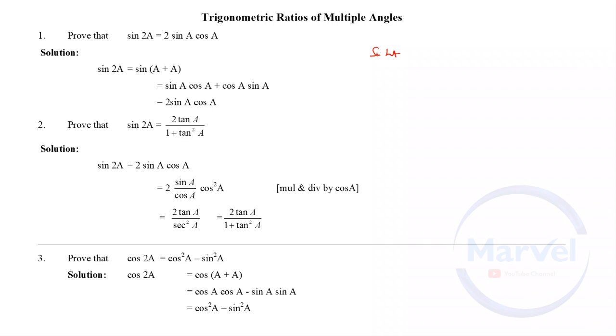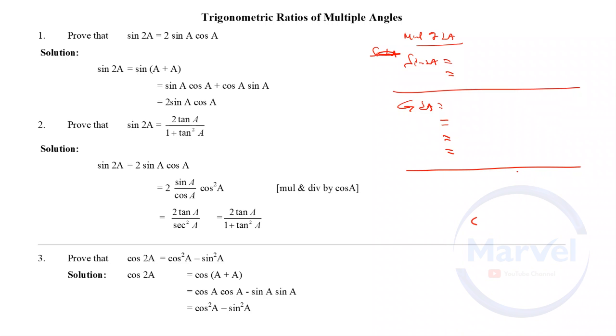Multiples of 2A, multiple angles. This is multiples of A. For sin 2A, 2 formulas. cos 2A, 4 formulas. tan 2A, 1 formula. So the total is 2 plus 4, 6, plus 1, another 7 formulas. Very, very important for 2 mark questions. And these formulas are fundamental and useful for calculus also.